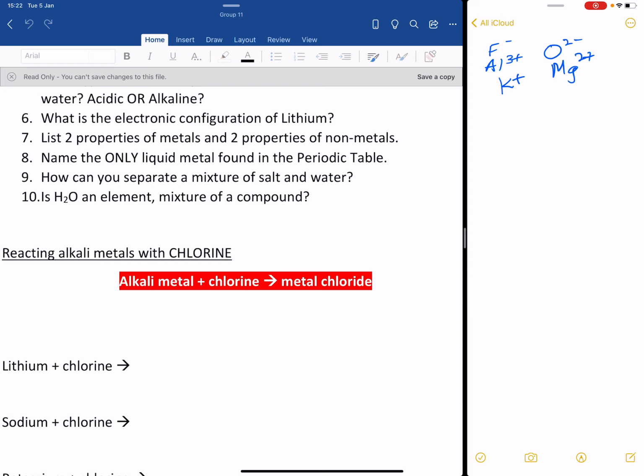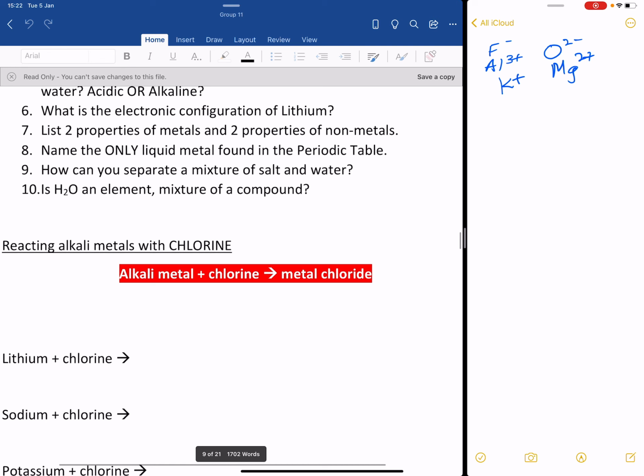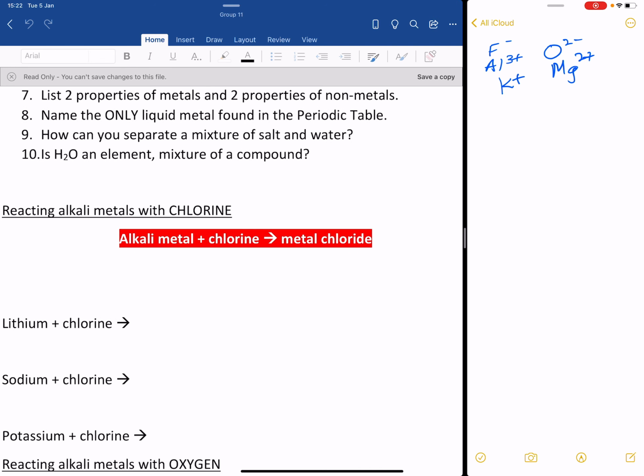Number 7, list 2 properties of metals and 2 properties of non-metals. Metals can conduct electricity, metals can conduct heat, non-metals have low melting points, and are insulators. Number 8, name the only liquid metal found in the periodic table. That will be mercury. Sorry, not barium. Name the only liquid metal. Yeah, that would be mercury.